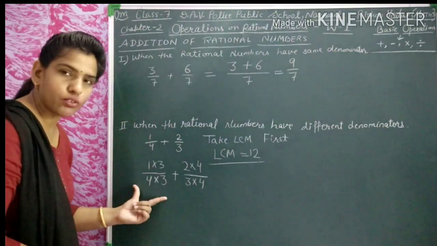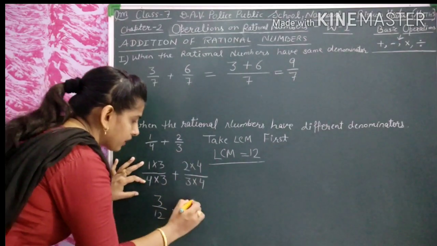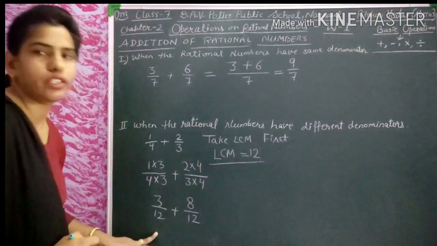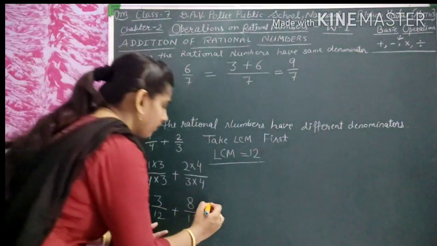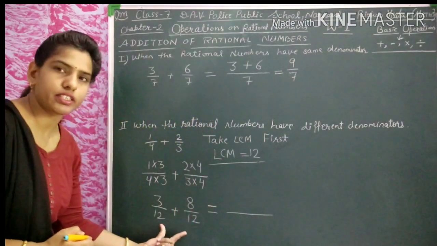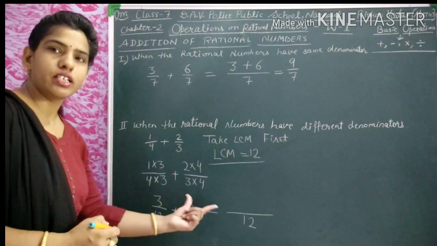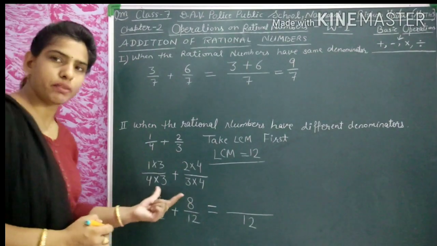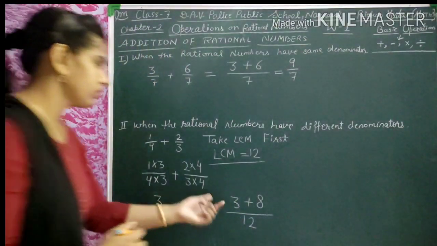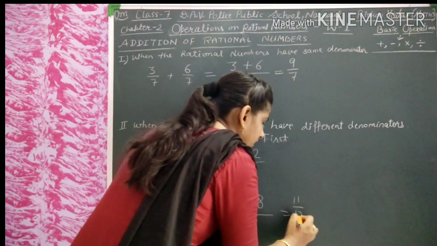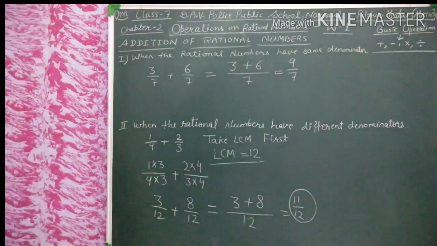Yes students, now calculate here. 3 into 1 is 3 divided by 12, plus 4 into 2 is 8 divided by 12. The denominators are the same. Do this process as in the first question. The denominator is the same, 12, and we add the numerators, 3 plus 8. The operation is the same, plus. So it solves to 11 by 12. This is the answer. Done everyone? Yes students.